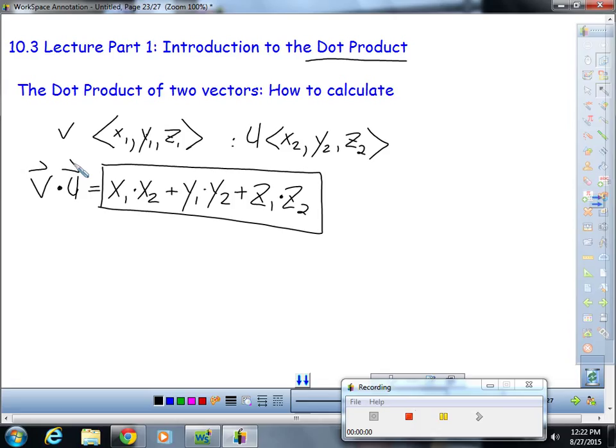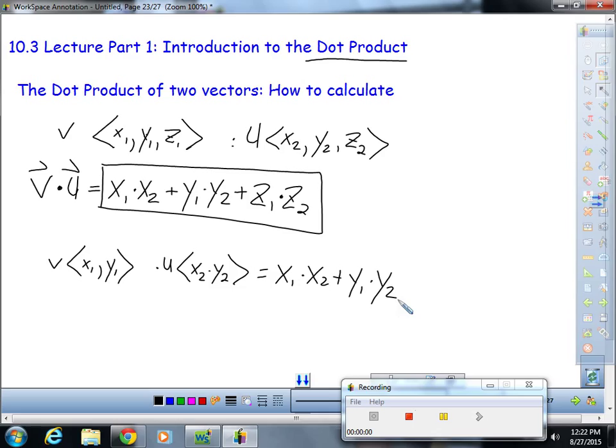For the record, if we are talking about two-space, you do it the same way. Okay, same way. We just don't have any z's involved. For the remainder of this explanation of this introductory unit, we are just going to stick to two-space because it's easier for you guys to visualize.